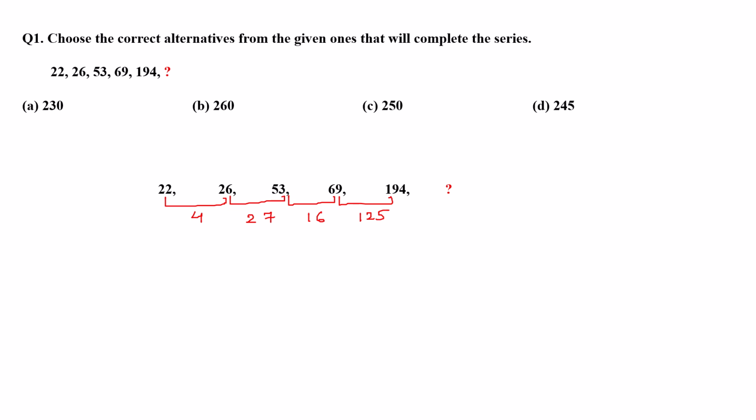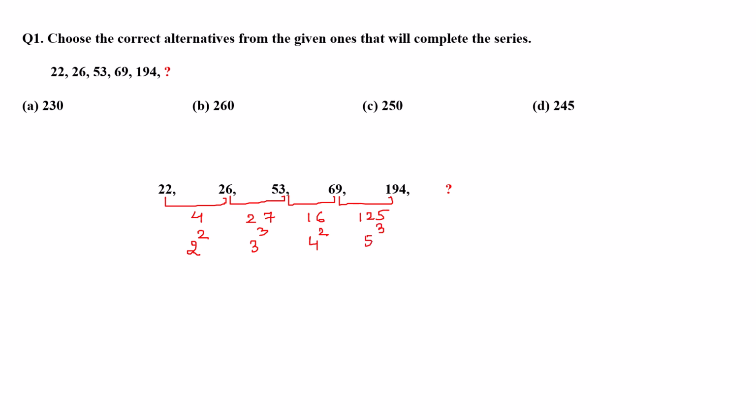69 and 194, the difference is 125. Now observe these numbers which you have got after finding the difference. 4 is a square of 2. 27 is a cube of 3. 16 is a square of 4. And 125 is a cube of 5. So how is it moving? First square of a number, then cube of the next consecutive number. After 3, 4 comes, so square of 4. After 4 is 5, so cube of 5.